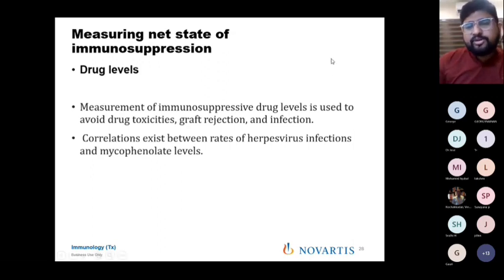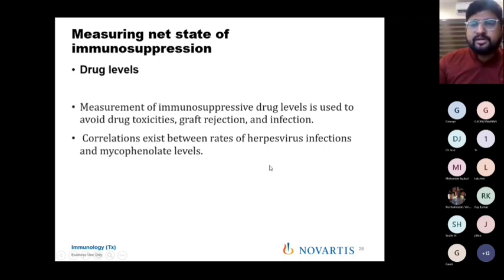So in this case, what are the possible things available for us at the moment is basically the most important, and what we do regularly is the drug levels. Measurement of immunosuppressive drug levels is used to avoid drug toxicities, graft rejection, and infection. Correlations exist between rates of, for example, herpes virus infections and MMF levels.